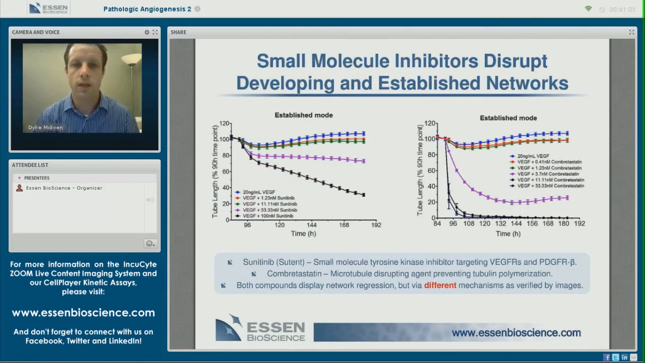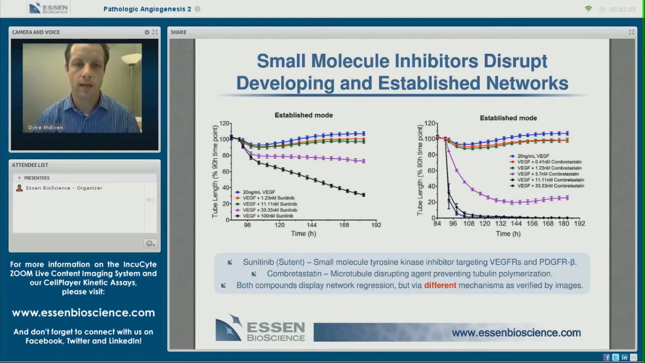We then went on to look at 2 different small molecule inhibitors that are clinically relevant, Sutent and combretastatin. Sutent is a small molecule tyrosine kinase inhibitor that targets VEGF receptors as well as PDGFR beta, where combretastatin is a microtubule disrupting agent that prevents tubulin polymerization. Again, we allowed the networks to develop for the first 90 hours prior to addition of either Sutent or combretastatin.